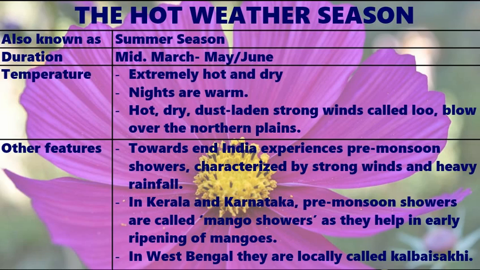In this particular season, hot, dry, dust-laden strong winds, locally called Lu, blow over large parts of the northern plains. And these storms are common in the evenings as well. And towards the end of the summer season, many parts of India experience pre-monsoon showers, and these pre-monsoon showers are characterized by strong winds and heavy rainfall.